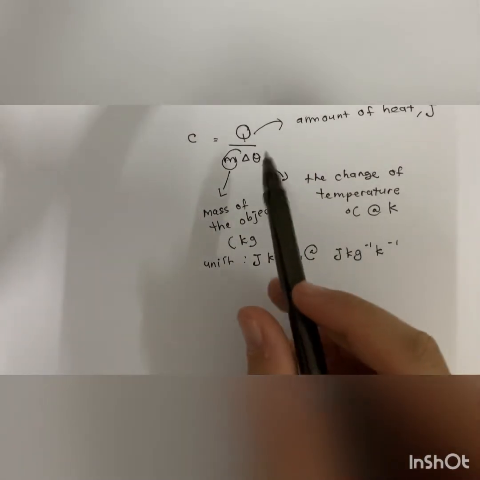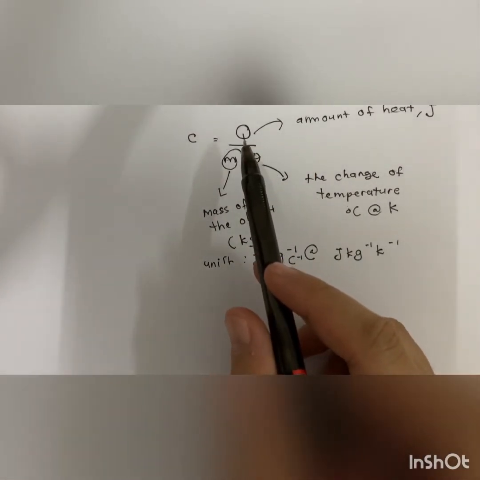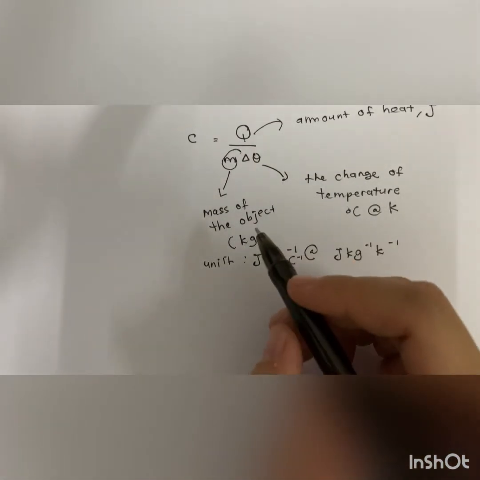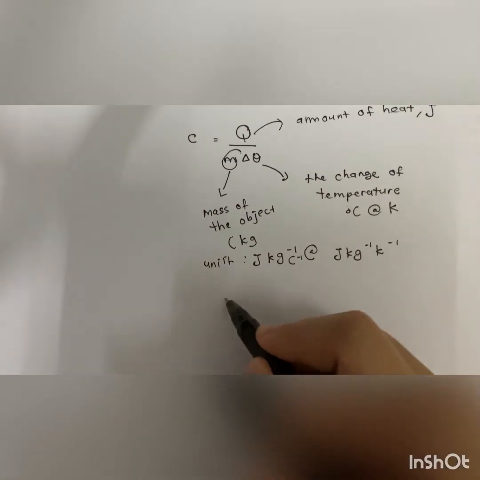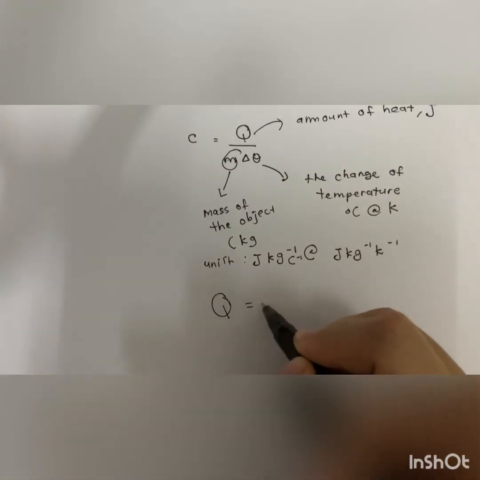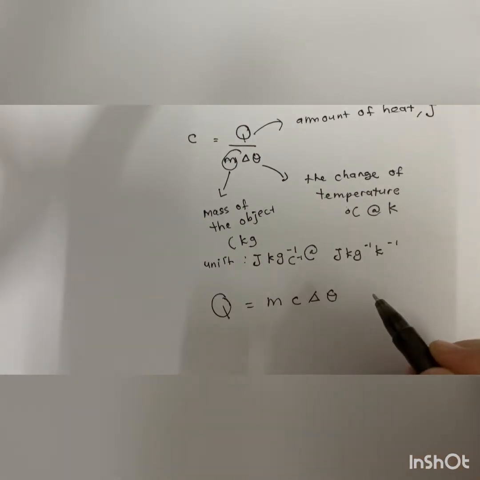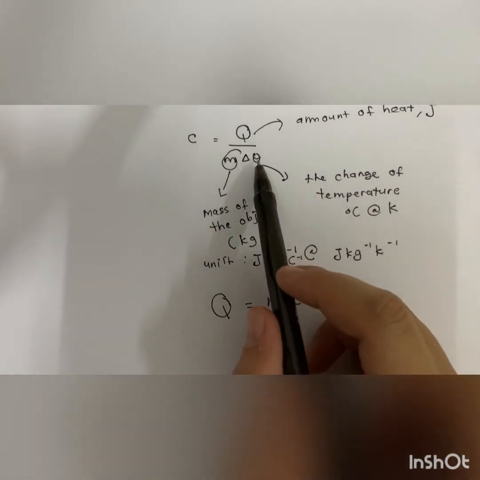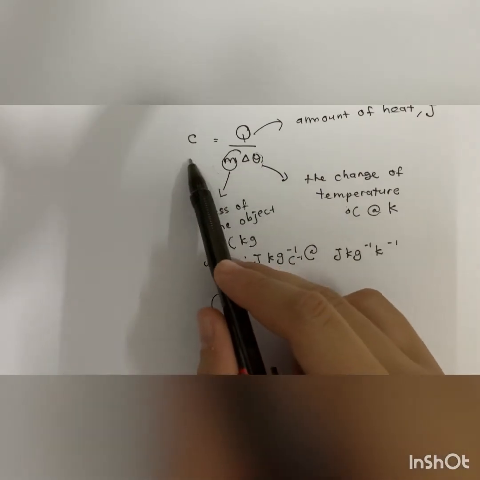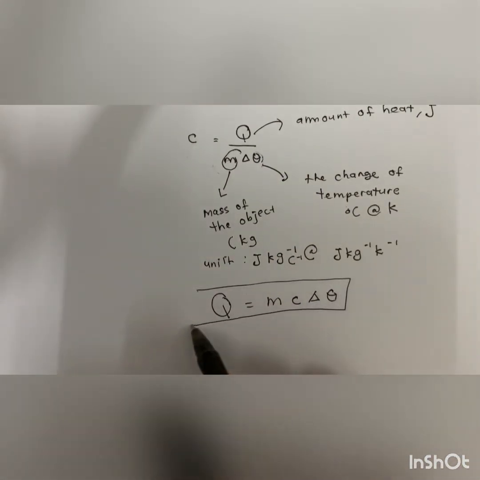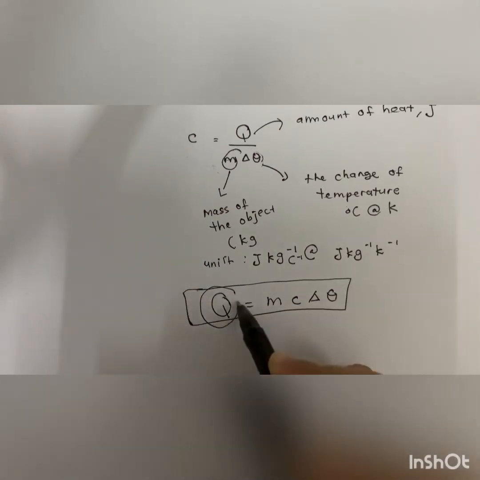And for your information, sometimes the question will not give you Q directly, so we have to find Q. We can use the equation Q equals m c delta theta. You rearrange this equation and you will get c.